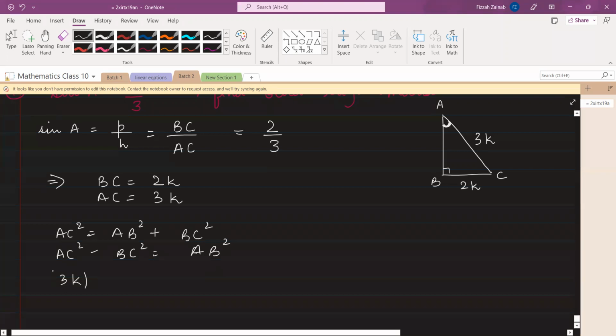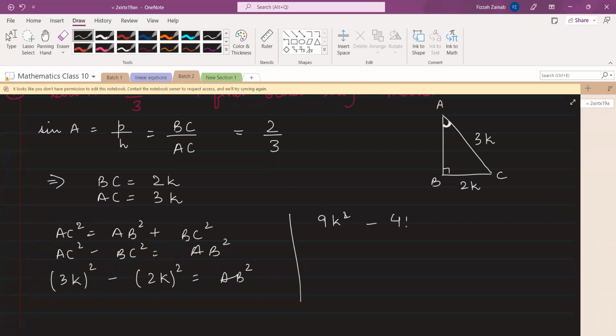AC is 3K whole square, BC is 2K whole square, is equal to AB square, right? So 9K square minus 4K square is equal to AB square. So 9 minus 4 is 5K square is equal to AB square. So that means under root of 5K square is equal to AB, right? So K can come out. So under root 5K is equal to AB. So the third side is under root 5K. Is that clear?